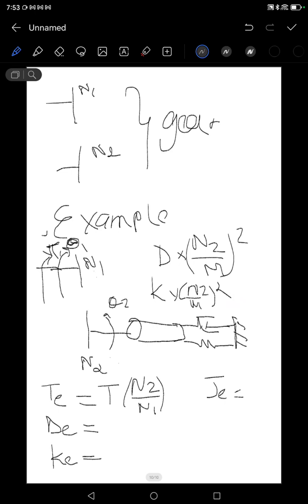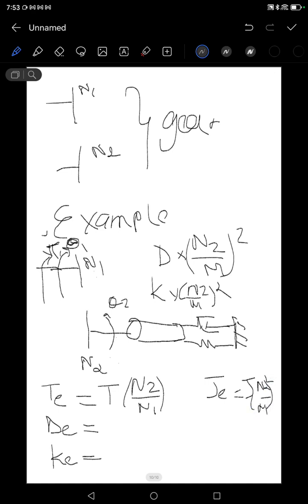Our J is also connected to this gear. So our J is also going to be what? It's going to be J N2 over N1 squared, okay?